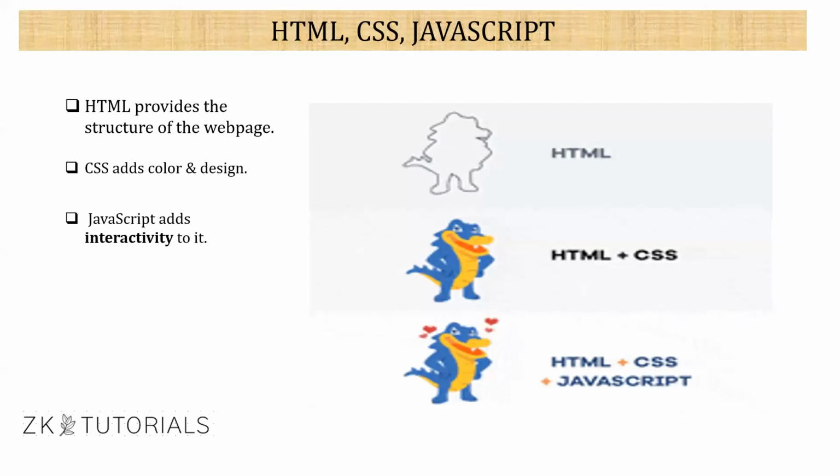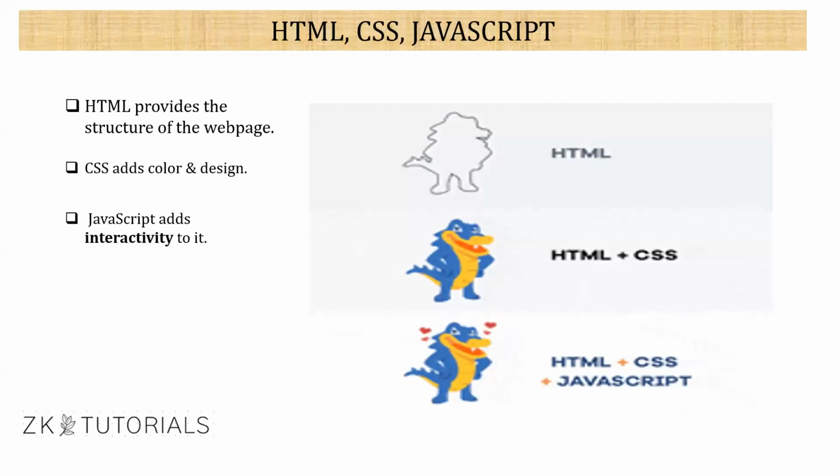HTML has just a structure, and if we add the CSS, it gives color and some styles to the dragon, right? In the third picture, you can see HTML plus CSS plus JavaScript. In the third picture there is some fire blowing from the dragon, right? So basically, JavaScript adds interactivity to it.